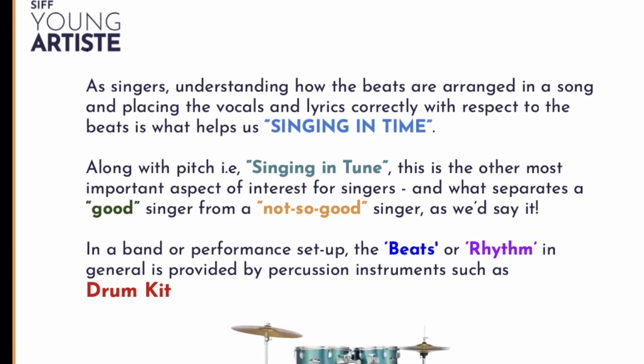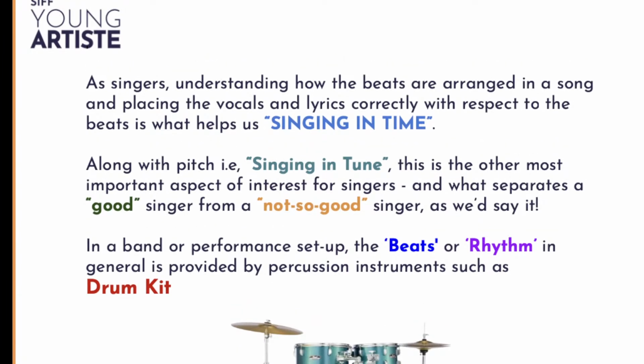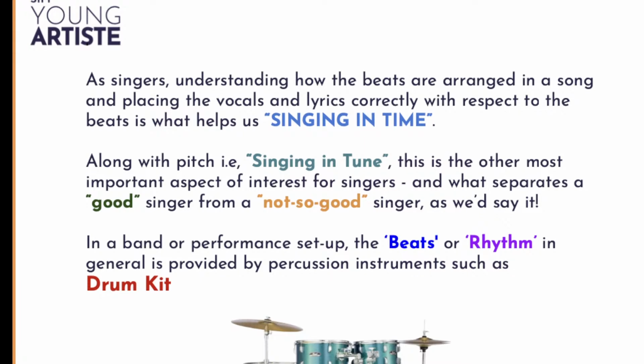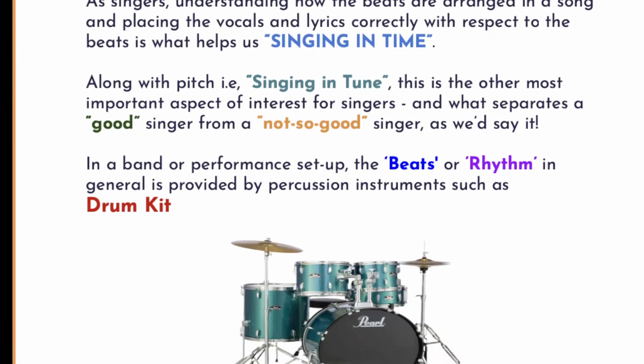Okay, so now imagine you are playing with a band, for example. So you will need people to play along with, right? And you would always have seen a band has a drummer. So you will need to be able to sing to a beat. In a band or a performance setup, the beats or rhythm in general is provided by a percussion instrument. So what is a percussion? Percussion is any instrument which produces sound by hitting it, right? Hitting it with your hands or a stick or whatever it may be. So that's basically percussion.